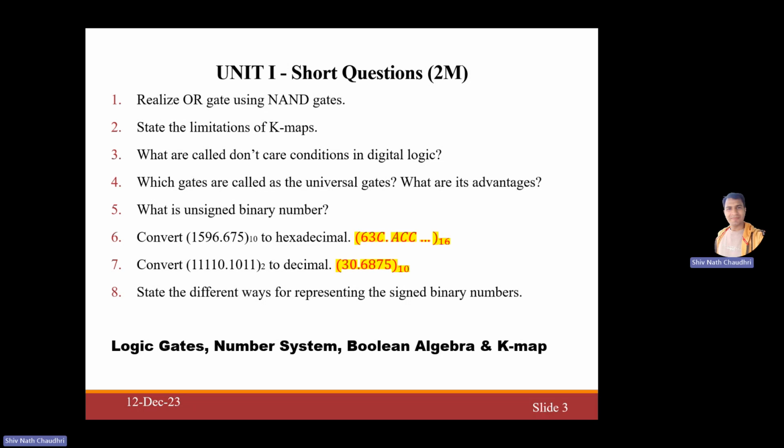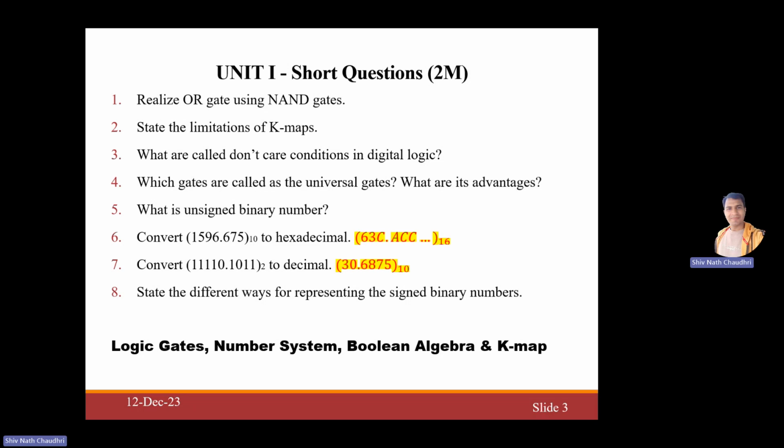The fourth question asked which gates are called universal gates. What are its advantages? So NAND gate and NOR gate are your universal gates, and you can implement all logic gates. We have 7 gates. So if you are using NAND gate as a universal gate, then you have to implement the 6 remaining gates using NAND gates. So the universal property of universal gates is that you can implement the rest of the gates using only a single gate, either NAND gate or NOR gate.